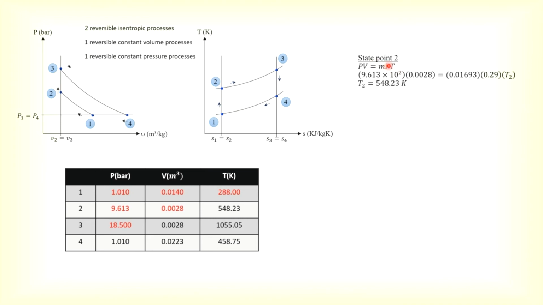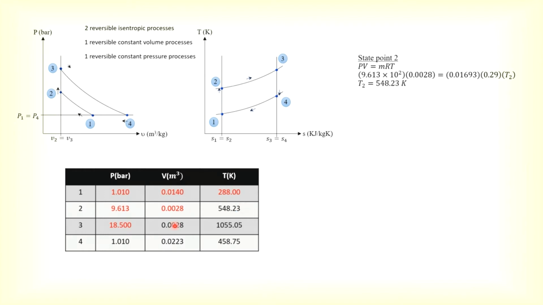So state point 2. Now, when you refer to state point 2, we got this pressure and this volume. So when you refer to ideal gas law again, you would be able to find out your T2, which is 548.